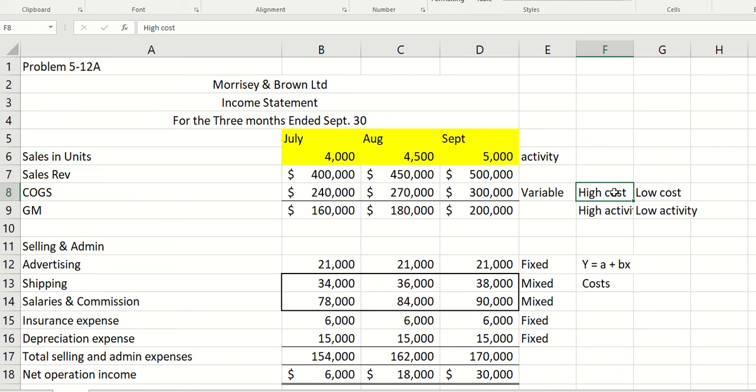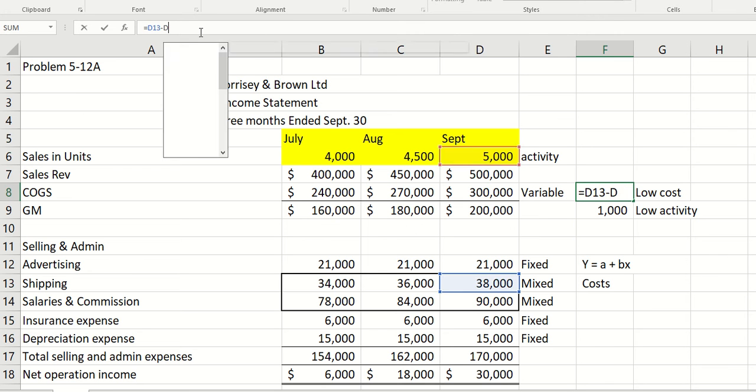So my high cost would have been the dollar amount divided by that, minus the activity, and the high activity, the 5,000 minus the low activity. Oh, did I do that correctly? No, excuse me.